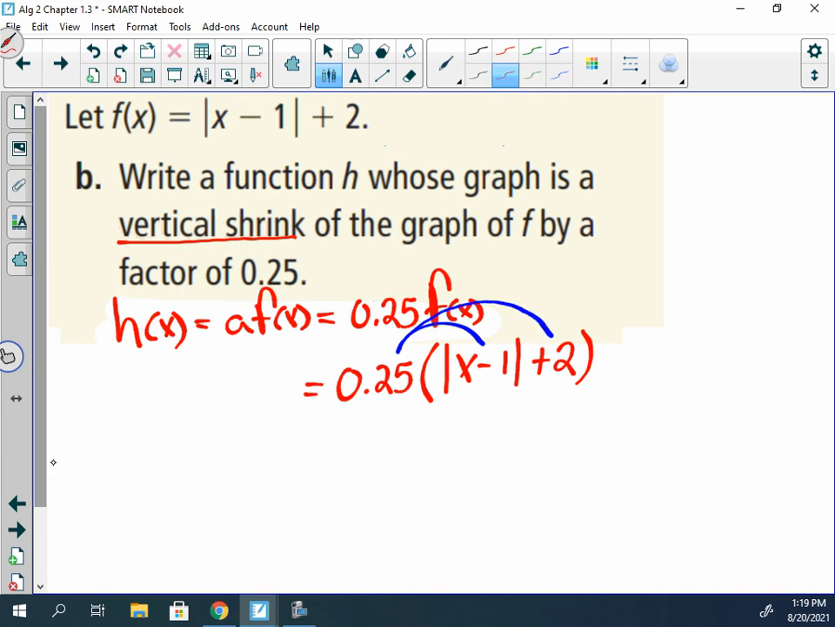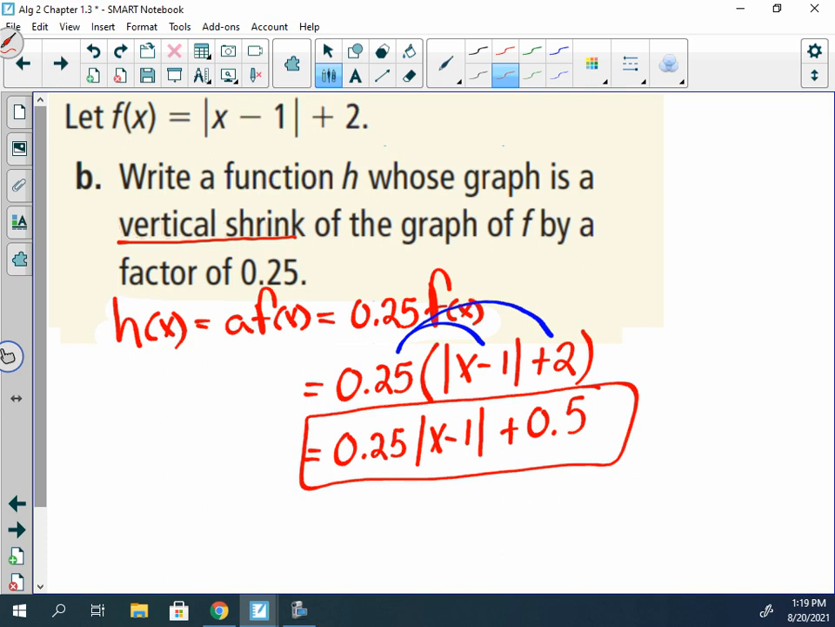Then we need to distribute the 0.25, which will give us 0.25 times the absolute value of x minus 1. And then we have to take 0.25 times 2, which would be 0.5. And that's it. That's all we have to do for this here. Questions on this here?